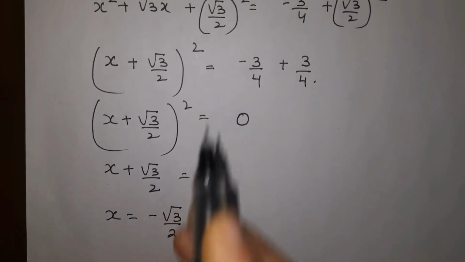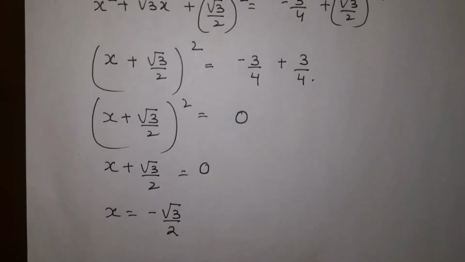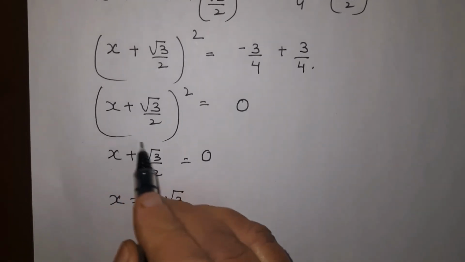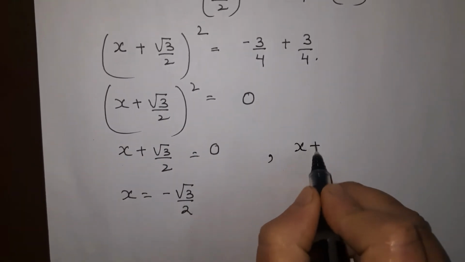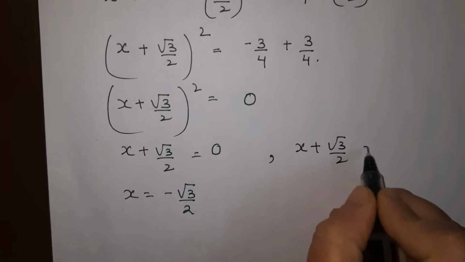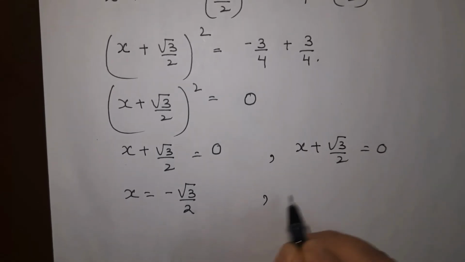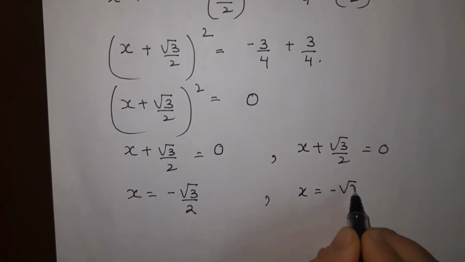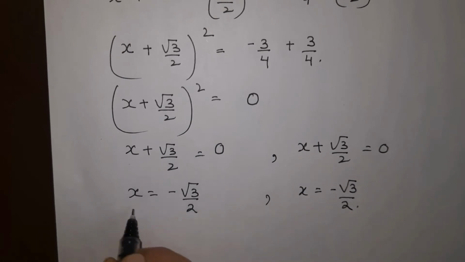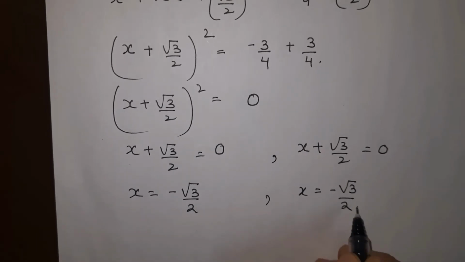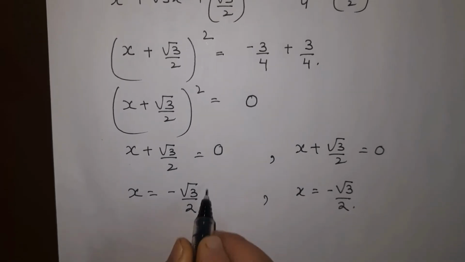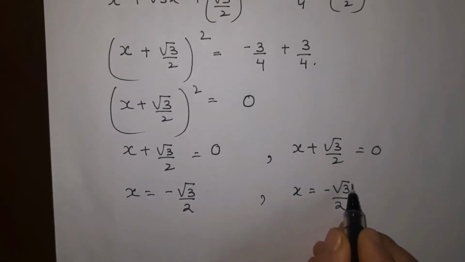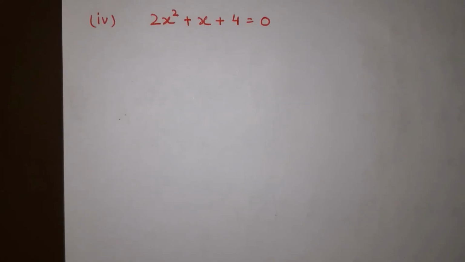But this is a quadratic equation, so it should have two solutions. Since we are getting the square of a number as 0, it will have two factors. So we can write one more factor here. So this is 0, so x will be equal to minus root 3 by 2. So the two solutions of the given quadratic equation by the method of completing the square are minus root 3 by 2 and minus root 3 by 2.